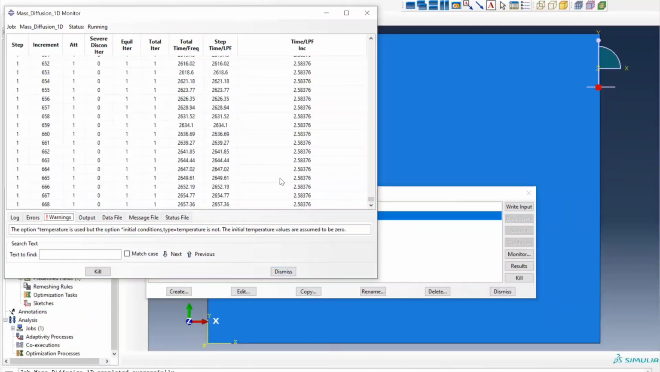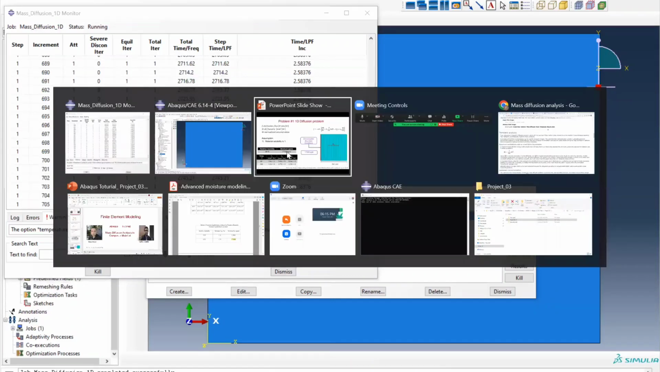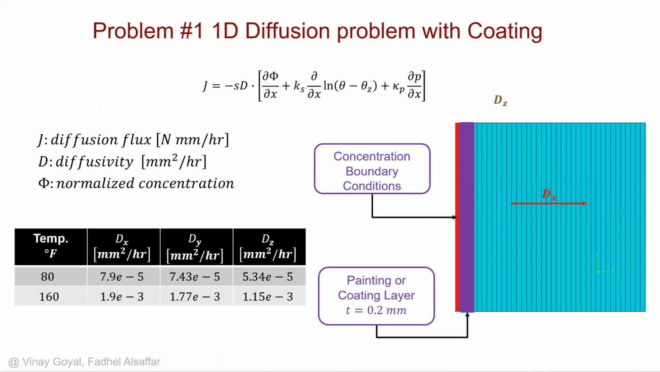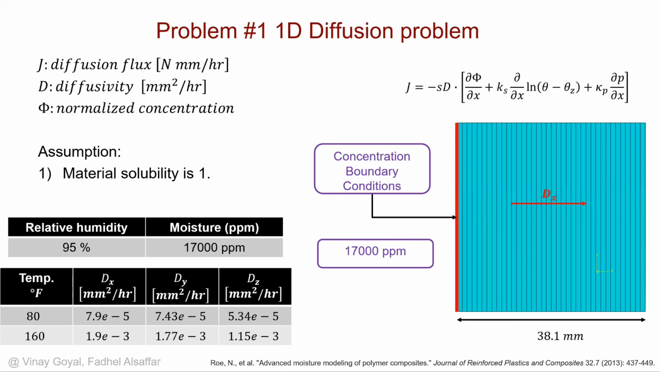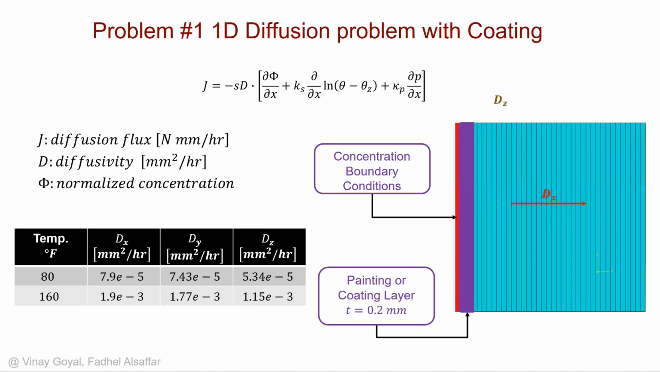So we're almost there. Let's go back to the slides as that's running and discuss what we want to do. Basically, we want to run this diffusion problem, and once we're done with that, we want to see the effect of adding a paint layer or a coating layer for the composite to protect it from the moisture. We want to see how that helps in protecting the composite from the moisture.